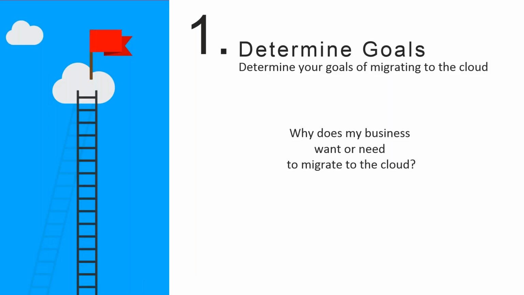So number 1, determining your goals. This is really determining your goals of migrating to the cloud. Well, the very first question you should be asking yourself is, why does my business want or need to migrate to the cloud? A cloud migration is no easy exercise, and you really need to understand and lay out exactly why moving your IT infrastructure to the cloud is the right thing to do. Determining the goals of migrating to the cloud is the absolute first step you should take.